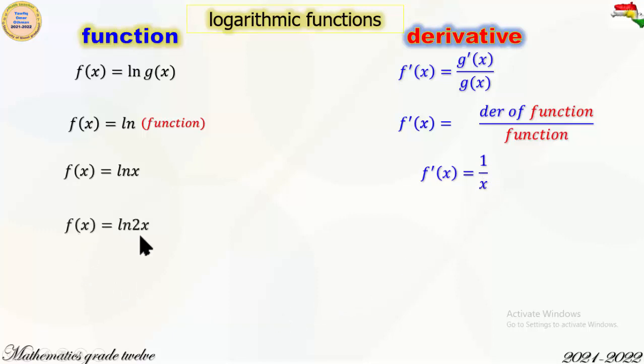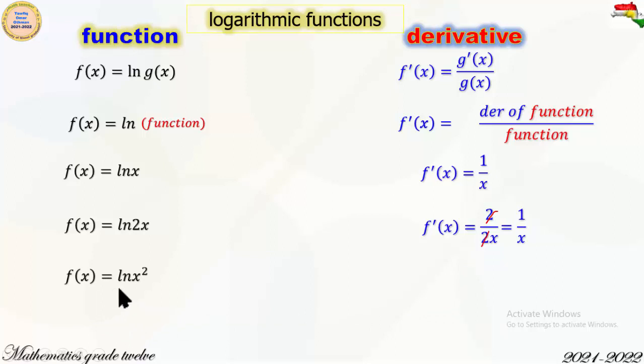F of x is equal ln of 2x. F prime of x is equal. The derivative of 2x is 2 over the function which is 2x. And now cancel 2 with 2. Then it becomes 1 over x.